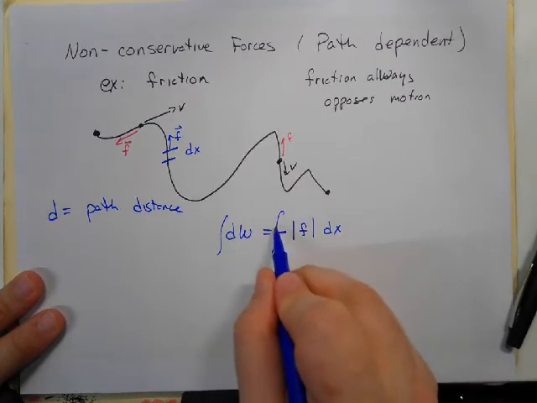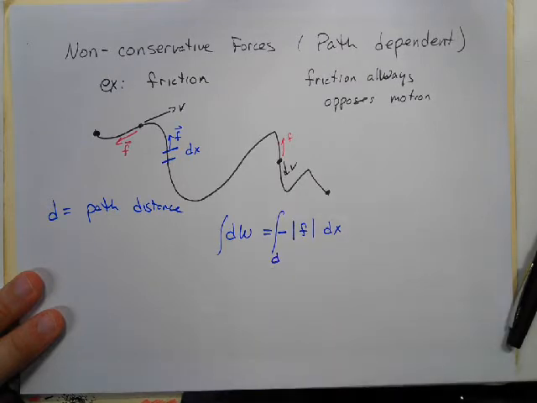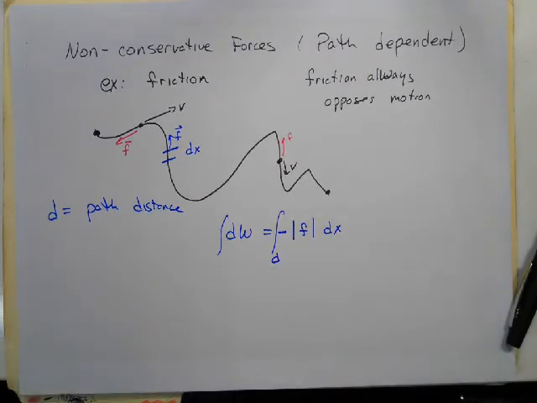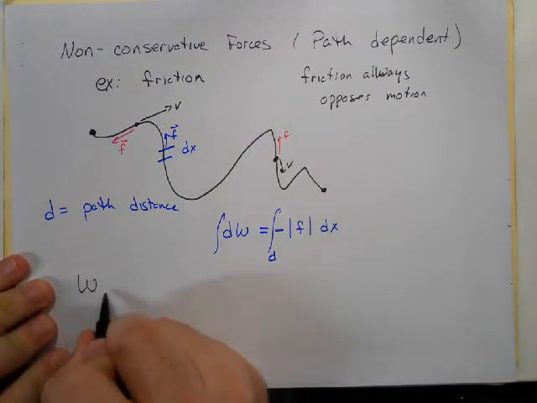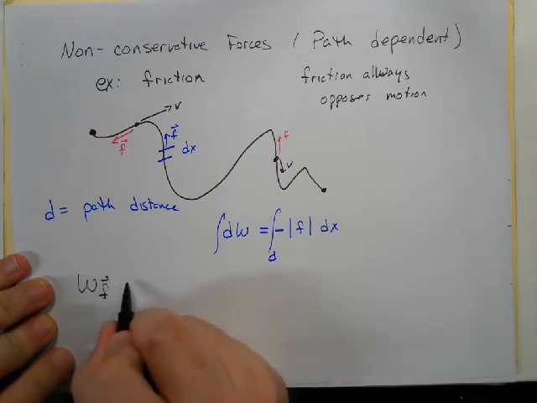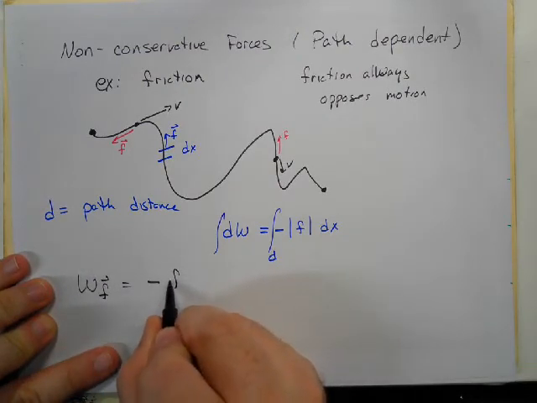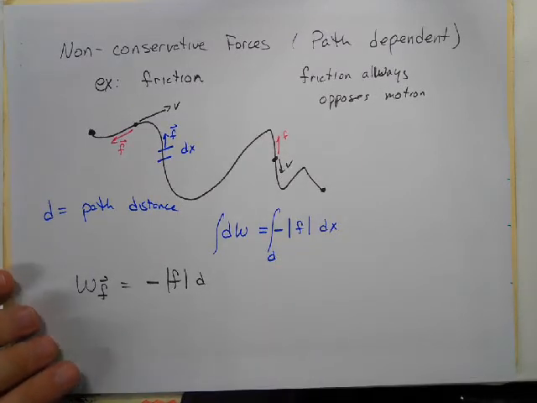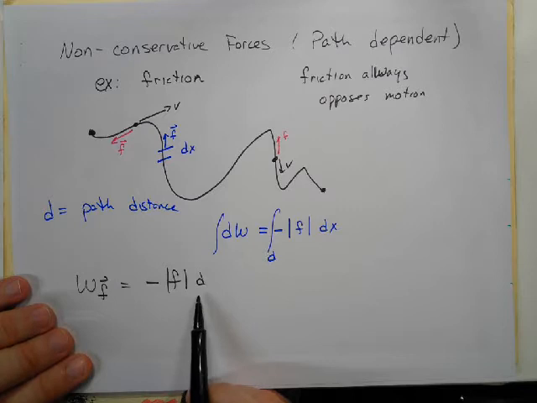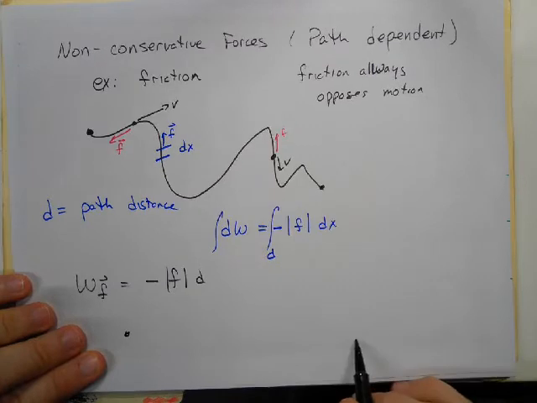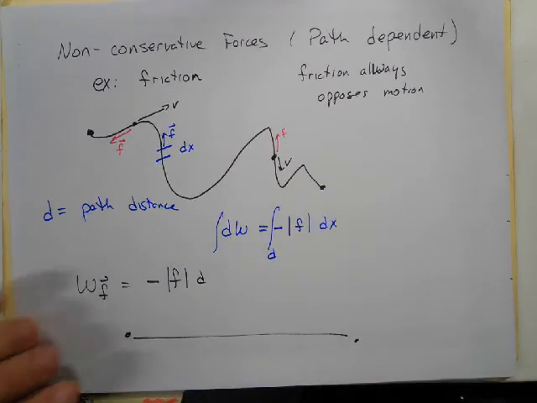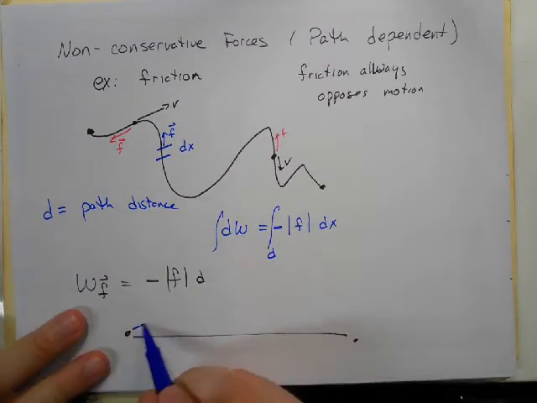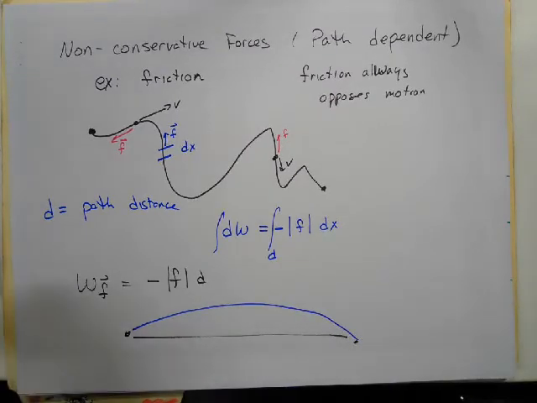But this is going to be an integral along a path d. That notation might be a little weird if you're taking math. Don't worry about it. The point of this is that the work that the frictional force does is going to be minus the size of the friction force times the path distance. The larger this path is, the more work that is done by friction. Because your path could be a straight line, or it could be a curved line, or it could be a snake line.